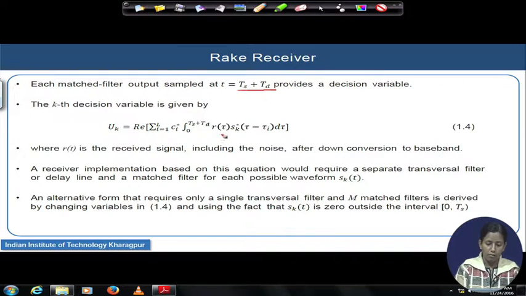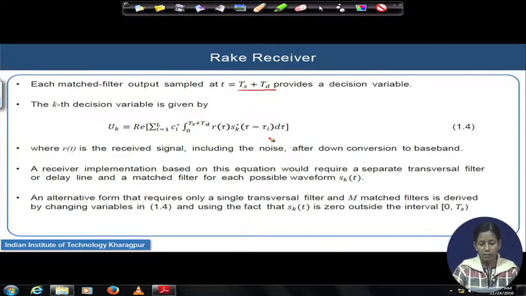And when we are talking about this, r(t) is the received signal, this signal is the spread signal with the noise, and it is after down conversion only. You have taken the down converted signal only, and it is fed here. So, this whole baseband decision variable is running on the pure baseband.